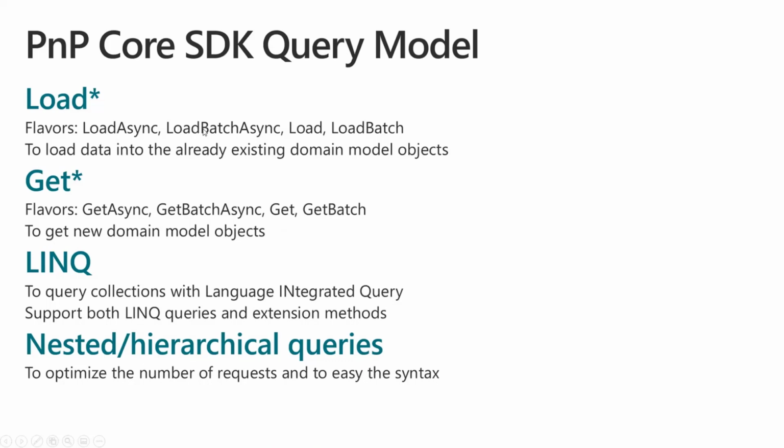The load async, the load batch async, the load, and the load batch, which are the synchronous ones. This one loads data into memory. This one gives you a new object with data in memory. You have the link option, and you can do nested and hierarchical queries if you like.